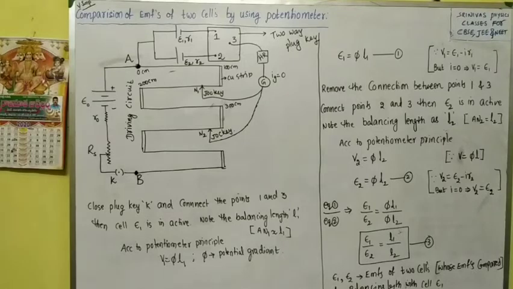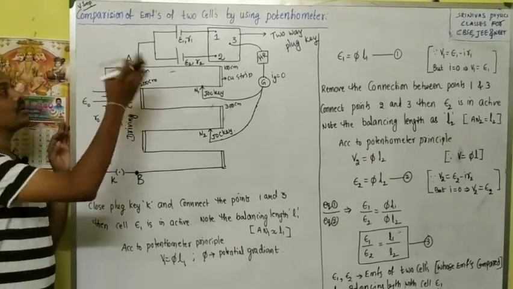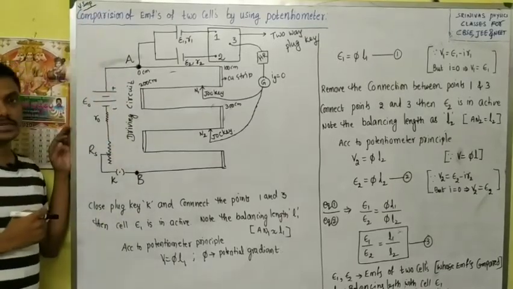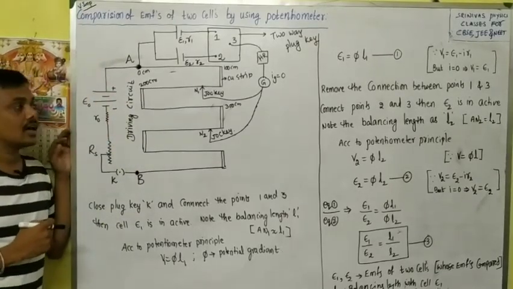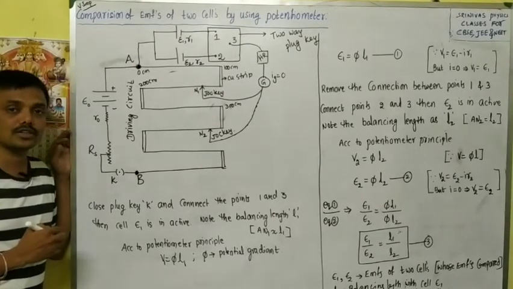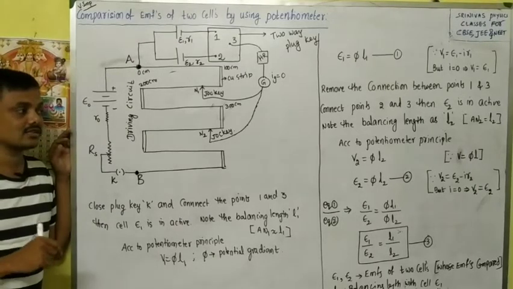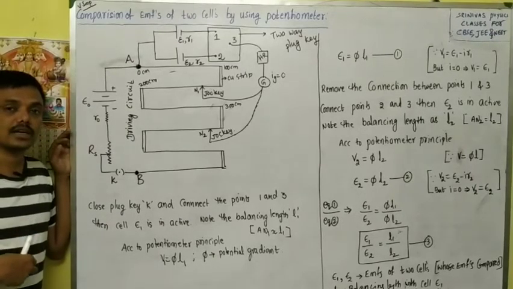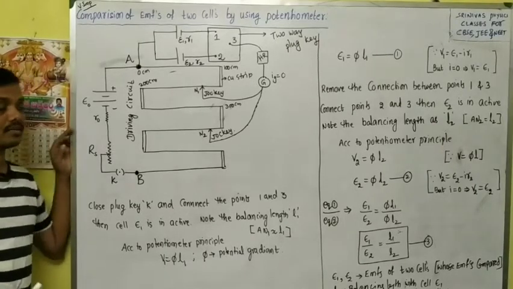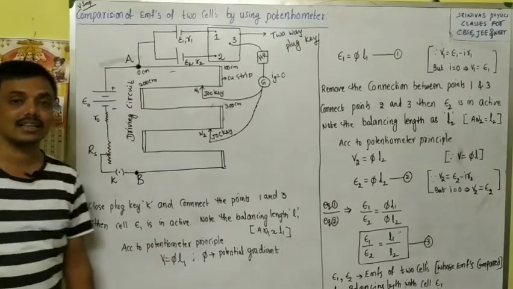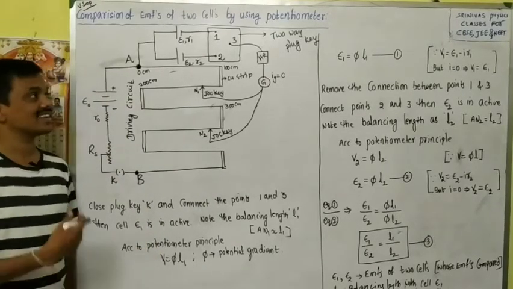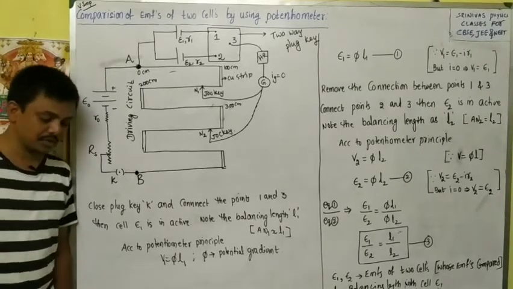Very important derivation. Whatever is there on the board, you have to write in the exam, and you will get the 3 marks. The question they will ask is like this: explain how you will compare the EMFs of two cells by using a potentiometer. Or they may ask: state the principle of potentiometer and explain how you will compare the EMFs of two cells by using a potentiometer. This is the procedure, and if you write whatever is on the board, you will get the 3 marks. Take a screenshot and note it, and I will continue the topic.